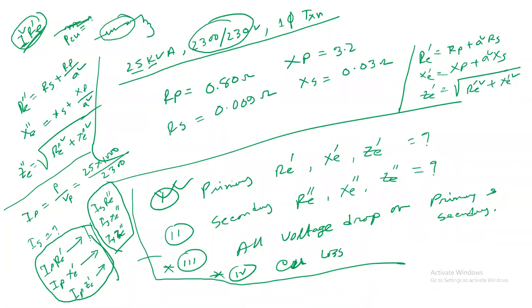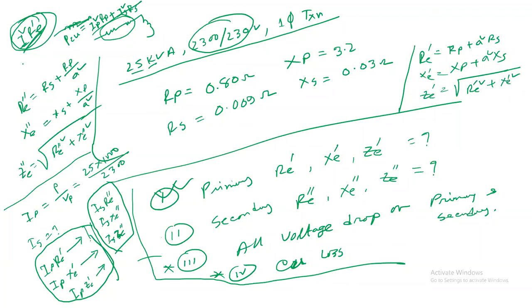This is the primary and secondary. Okay, this is the IS square. IP square, primary resistance, primary total copper loss. This is the primary part, and this is the secondary part. IS square, IS square. Okay, this and this are the same.